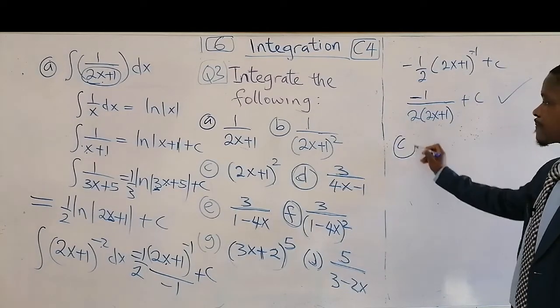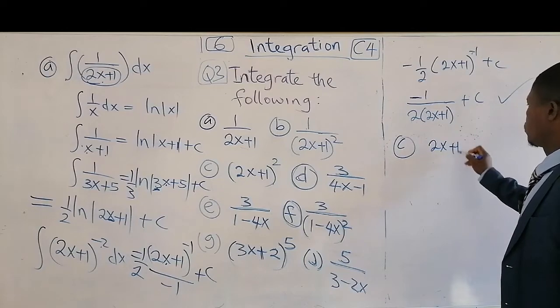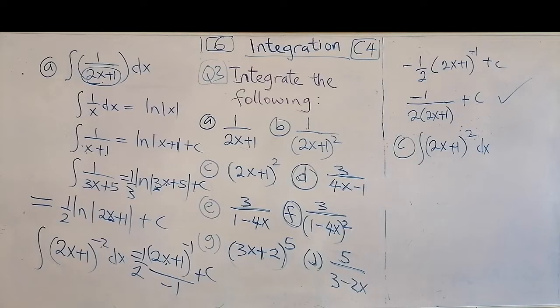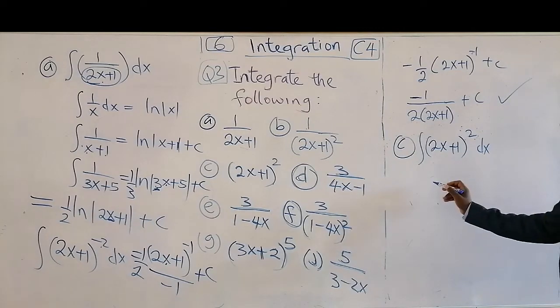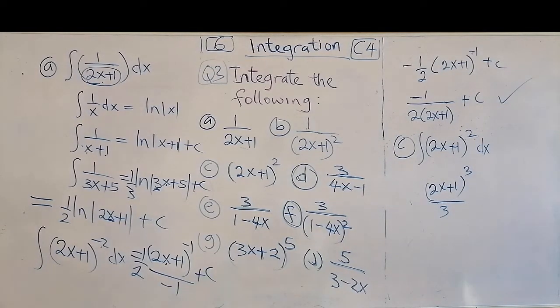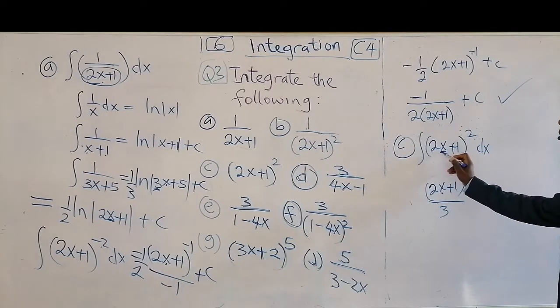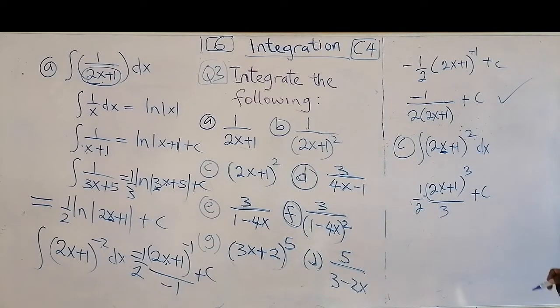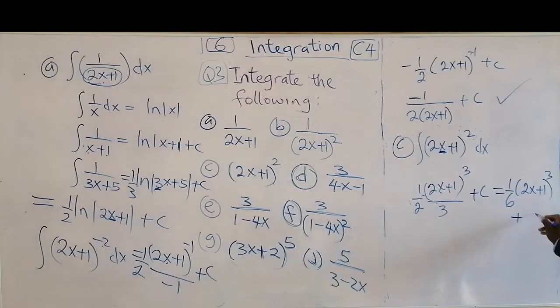The c part, you have 2x plus 1 to the power 2. Put your integral there, dx. This is very straightforward. Don't forget the general rules. So this will be equal to 2x plus 1, and then 2 plus 1, that's 3, over 3. Then you divide by the attachment to your function, 1 over 2, plus c. And your answer will be 1 over 6 times 2x plus 1 to the power 3, and you put your plus c.